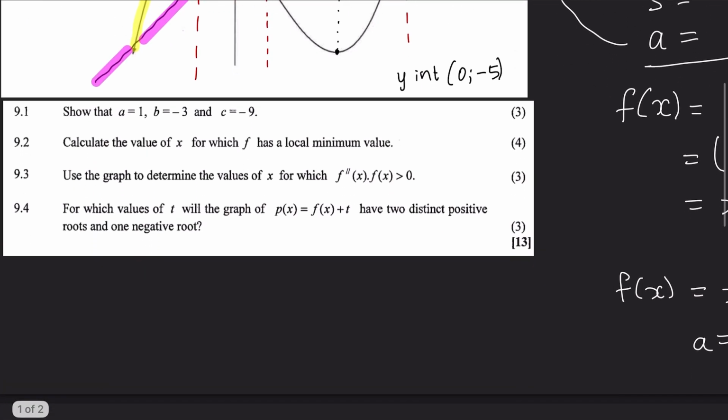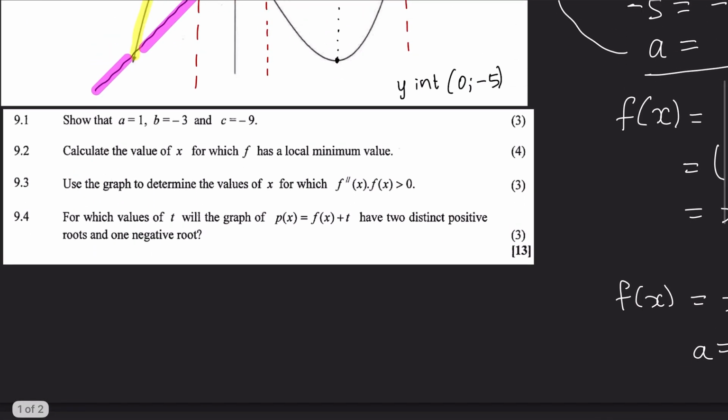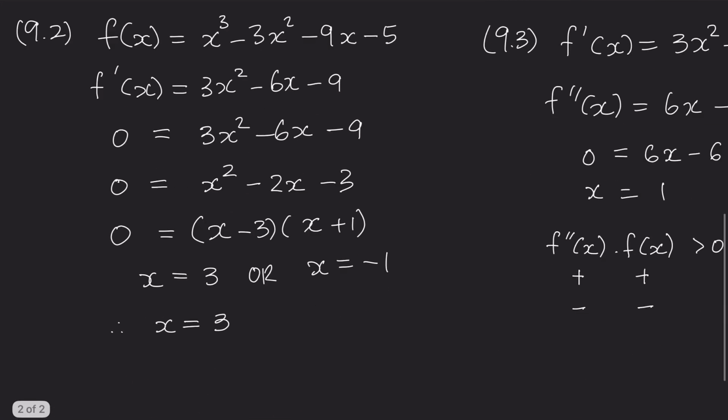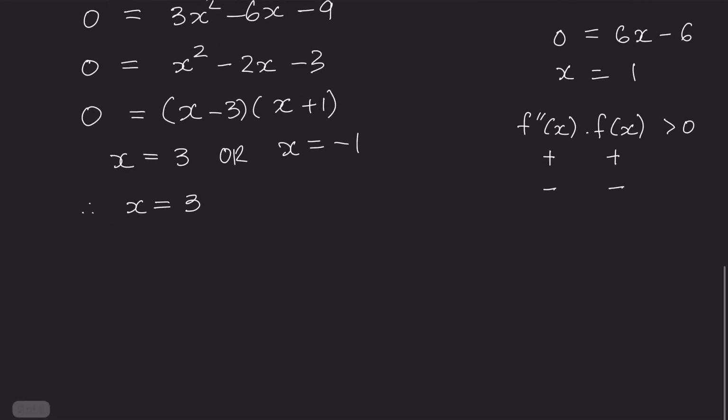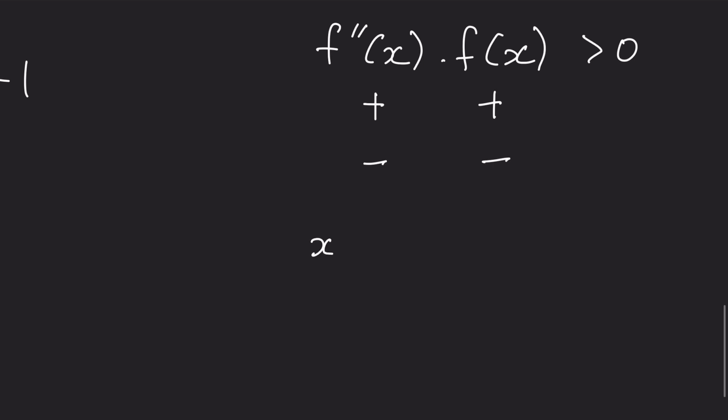So that's our answer. Use the graph to determine the values for x, for which f double prime x multiplied by f of x is going to give you a positive answer. X must be less than 1, or x must be greater than 5. Let's write that out. So x must be greater than 5, and then x must be less than 1. Sorry, less than 1.